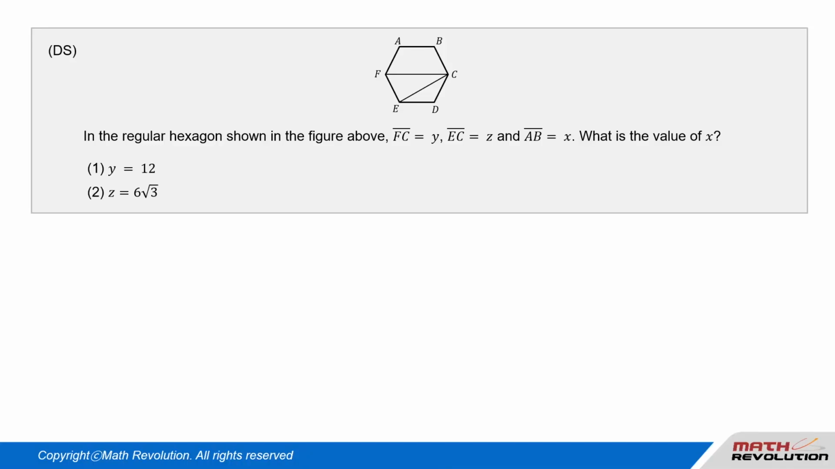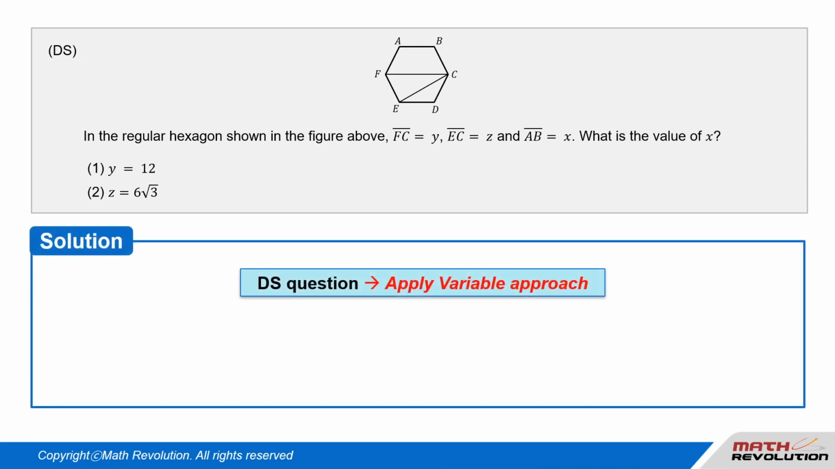Question: DS. In the regular hexagon shown in the figure above, line segment FC is equal to Y, line segment EC is equal to Z, and line segment AB is equal to X. What is the value of X? Condition 1, Y is equal to 12. Condition 2, Z is equal to 6 times the square root of 3.